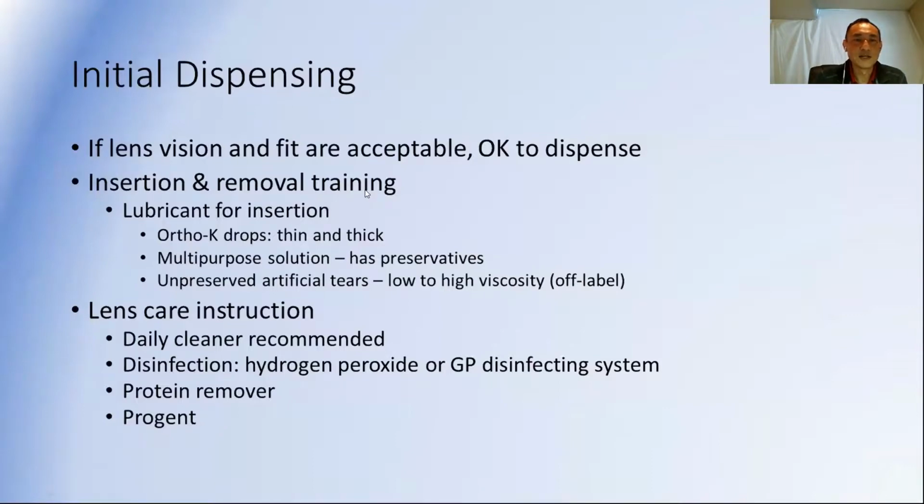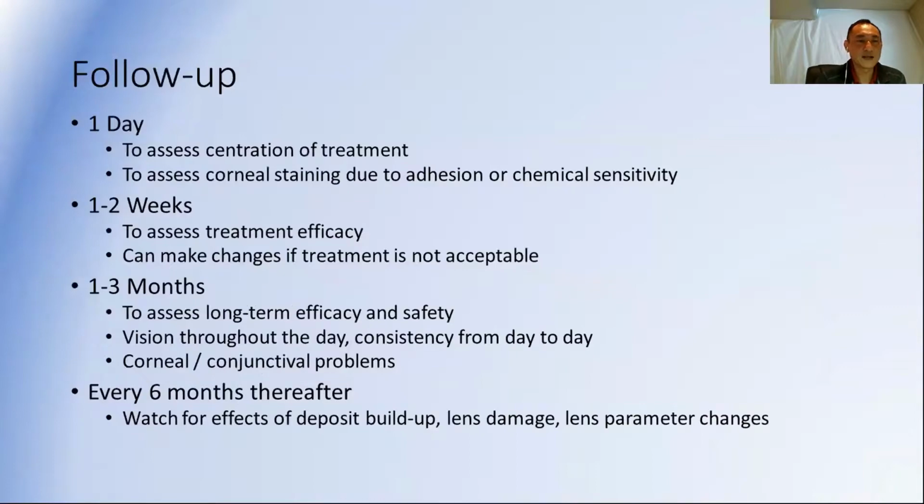All right, so if the lens, fit, and vision are acceptable, do your education, make sure that they understand how to properly take care of the lens and when to come back. This is my follow-up schedule. The first day, or within the first couple of days, to make sure that the cornea looks good and the lens is centering properly on the eye. Usually I will let them go for at least 2 weeks before I assess if we need to make changes. Unless something is really, really off in the first week, I'll just continue with treatment until 2 weeks. At 2 weeks, you should know if the treatment is working. If the treatment is not working enough at 2 weeks, that's when I definitely start making changes.